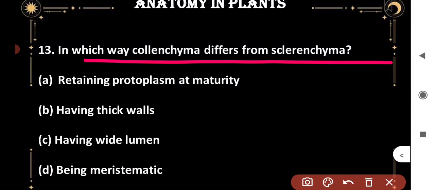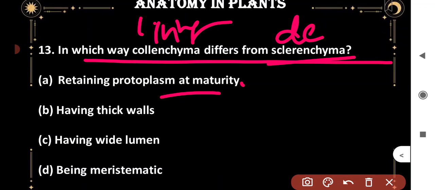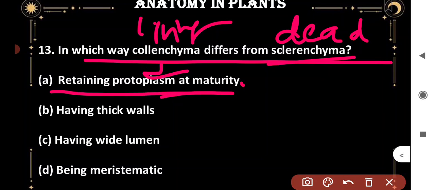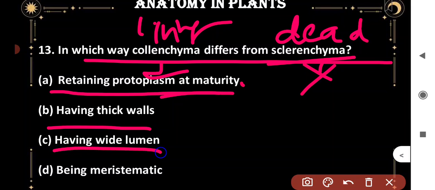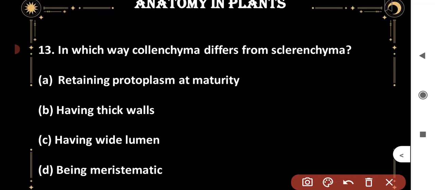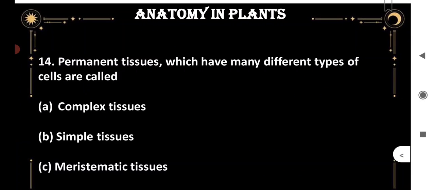In which way does collenchyma differ from sclerenchyma? Let's read the options. Retaining protoplast at maturity: collenchyma is a living tissue, whereas sclerenchyma is a dead tissue. So retaining protoplast at maturity is in collenchyma, not in sclerenchyma. Having thick walls: both have thick walls. Having wide lumen, being meristematic: no. So the first option is correct. Alright, let's go to the next question.